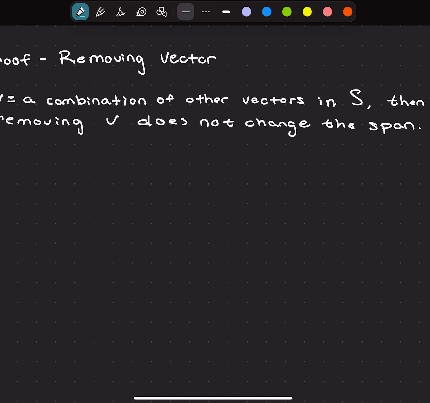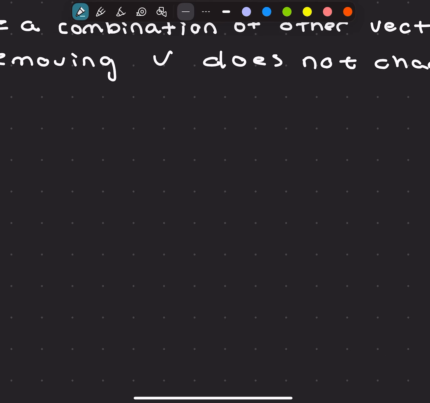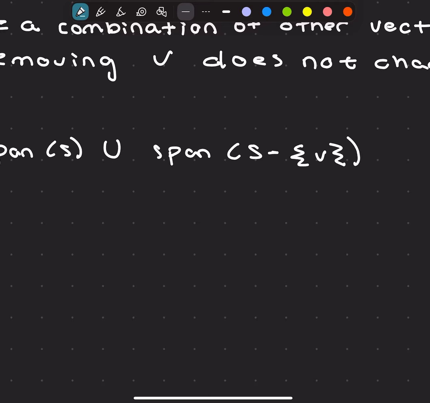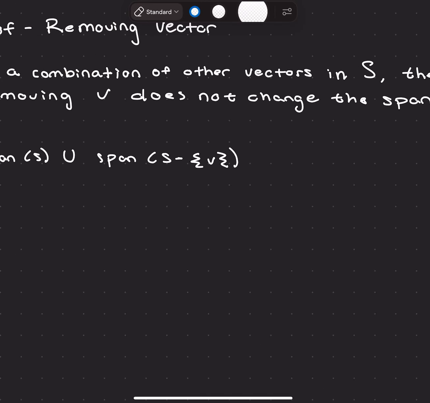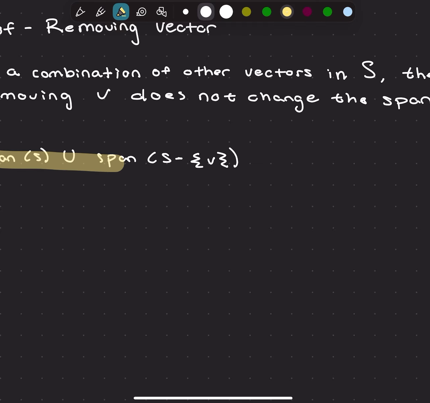So the first step is we want to show that span S includes span S minus vector V. Every vector in the span of S is made from combinations of the vectors in S. Highlight that.